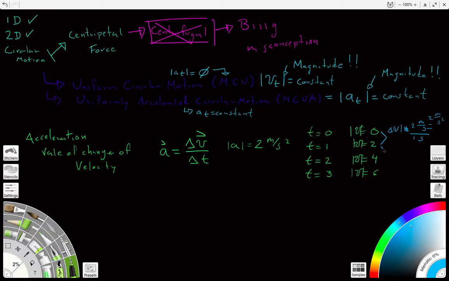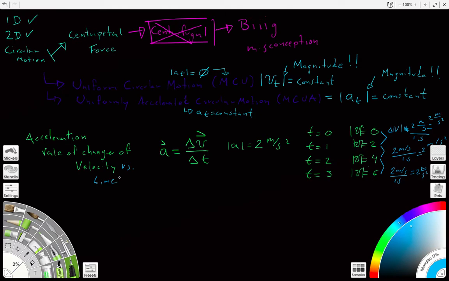From time 1 to time 2, I changed 2 meters per second in 1 second. Therefore, my acceleration from 1 to 2 was 2 meters per second squared. So on and so forth. From 4 to 6, I changed 2 meters per second in 1 second. Therefore, my acceleration is 2 meters per second squared. So this is the concept of acceleration. This is how much my velocity is changing with respect to time, the rate of change of velocity versus time.